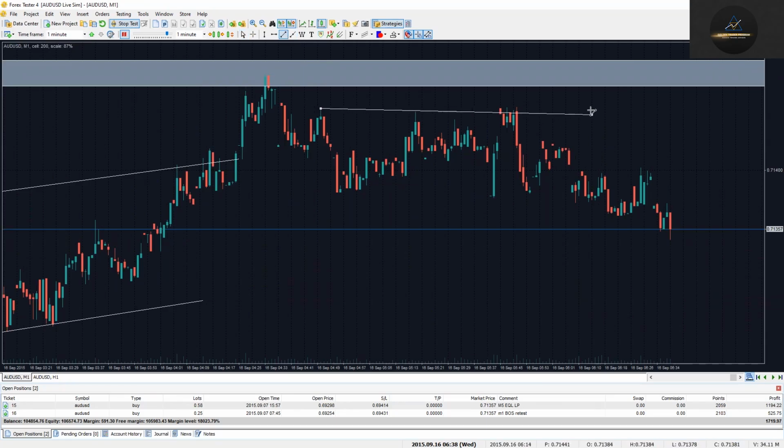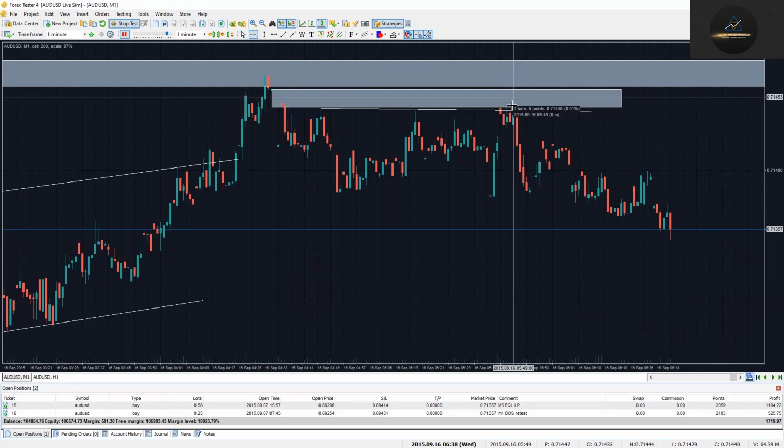Let me just make it easier for everyone. Equal highs, QM. So there's a QM reaction here from this banker block. There's another QM, and there's another banker block here on the lower time frame. This one, see that? So this was a trade right here. Might have actually missed it by less than a pip. Fair enough.